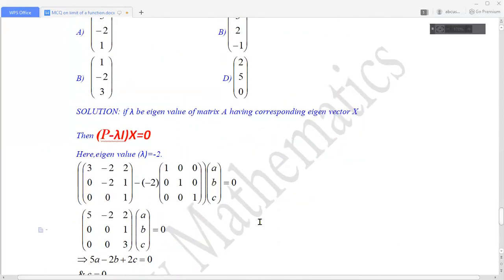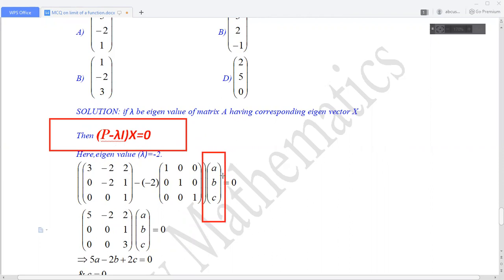In this question, you have to memorize one very important formula, that is this characteristic equation, (A minus lambda I) times x equals 0. And then just plug in the values and perform the simple matrix operations, and then we will get the required eigenvector.